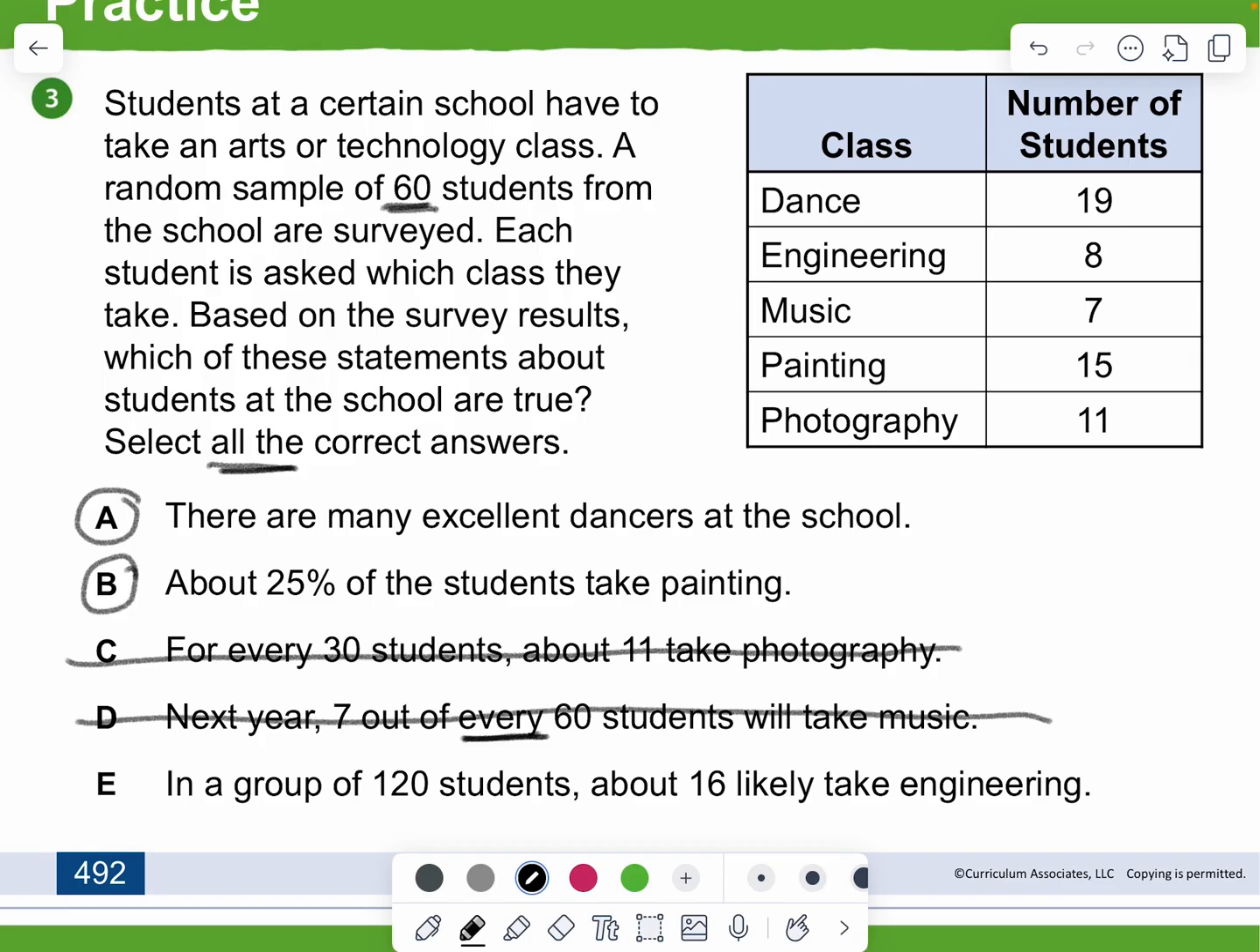In a group of 120 students, about 16 are likely to take engineering. So it does say about 16. So this is 8 out of 60. If I multiply both of those by 2, I would get 16 out of 120. So this is also true.